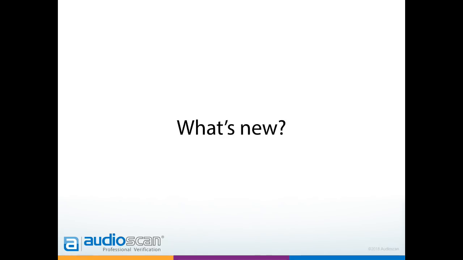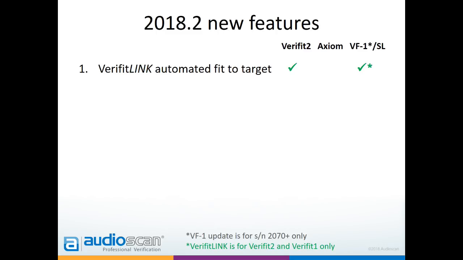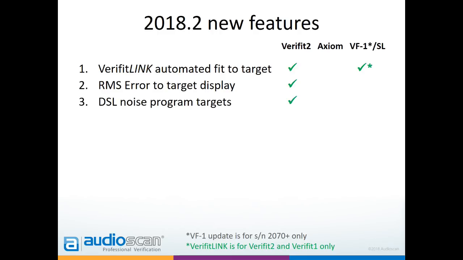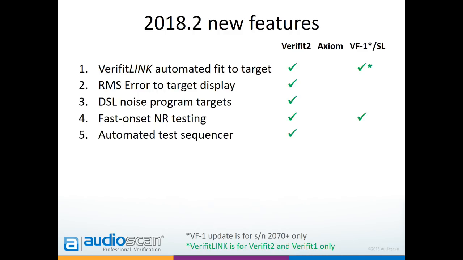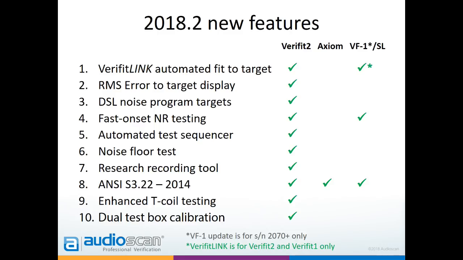First, a quick rundown of the features we'll cover, and then I'll get into a little bit more detail. First, we have VerifitLINK, Automated Fit to Target, RMS Error to Target Display, DSL Noise Program Targets, Fast Onset Noise Reduction Testing, Automated Test Sequencer, Hearing Instrument Noise Floor Test, Research Recording Tool, ANSI S3.22 2014, Enhanced T-coil testing, and Dual Test Box Calibration Screen.